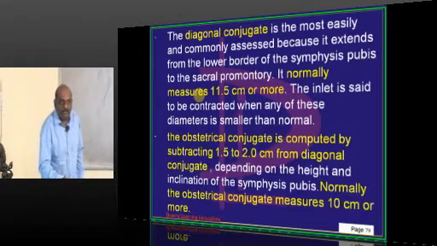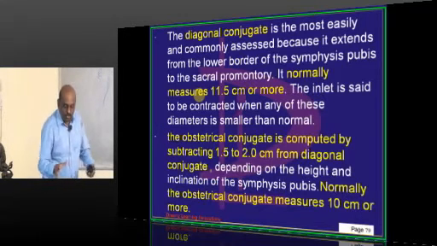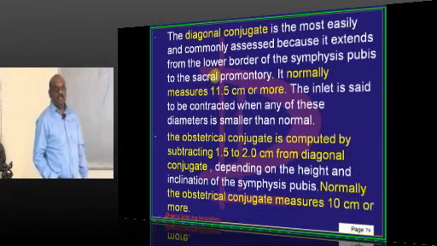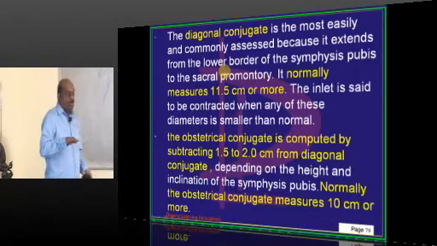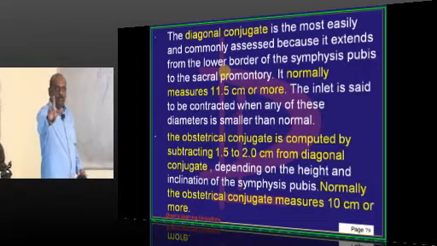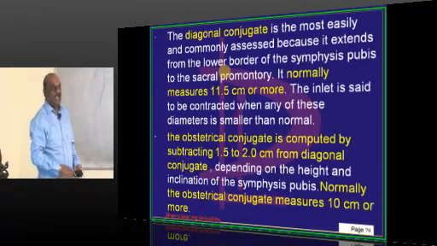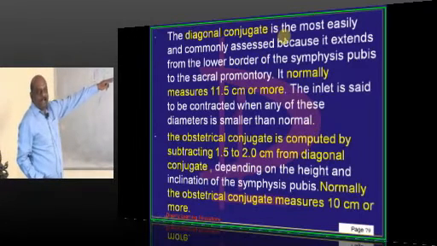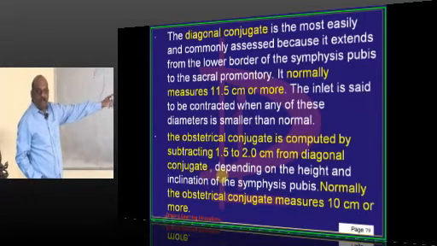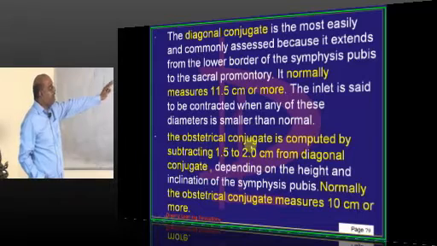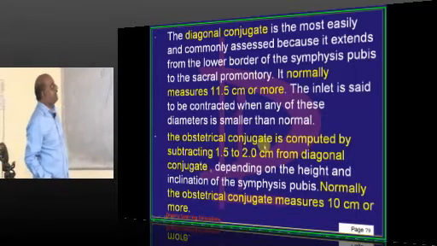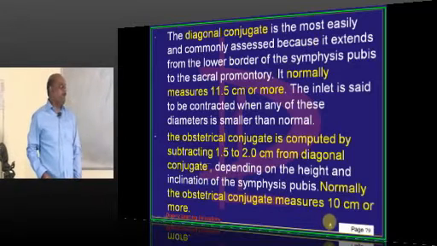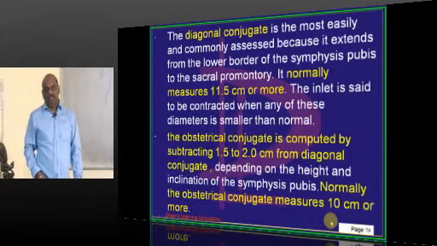So whenever you advance your finger to do the pelvic assessment, what is very easy to assess? Diagonal conjugate, because it is from the lower border of the symphysis pubis to the sacral promontory on the top, and that is 11.5. After calculating the diagonal conjugate, you subtract 1.5 to 2 centimeters from that, and that will give you the obstetrical conjugate, which is what you have to fundamentally remember. Normally the value will be around 10 centimeters.